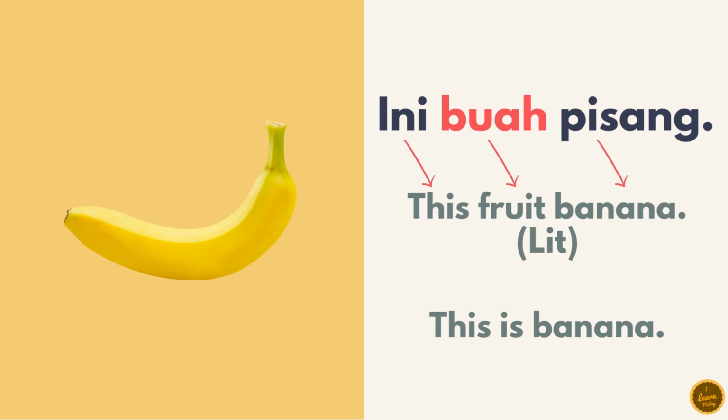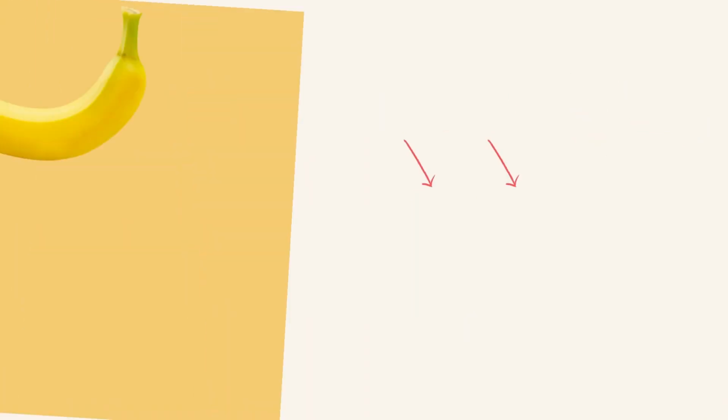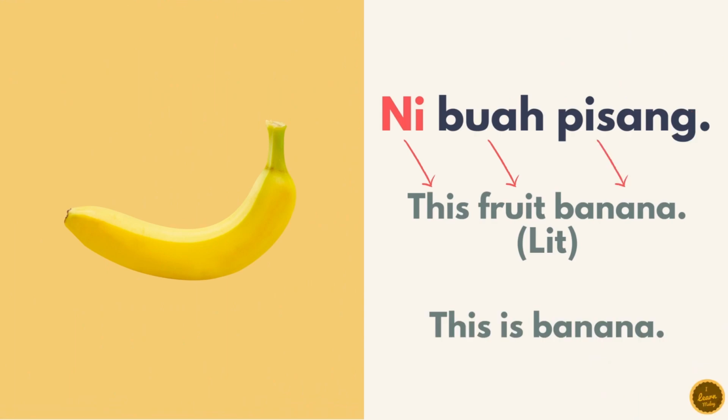So the answer could be, ini buah pisang. Literally, this fruit banana. In Malay, there is no to be verb, so you need to put to be verb in English to make a proper sentence. And in this case, is. This is banana. Or colloquially, you could answer as ni buah pisang. To mean the same, this is banana.